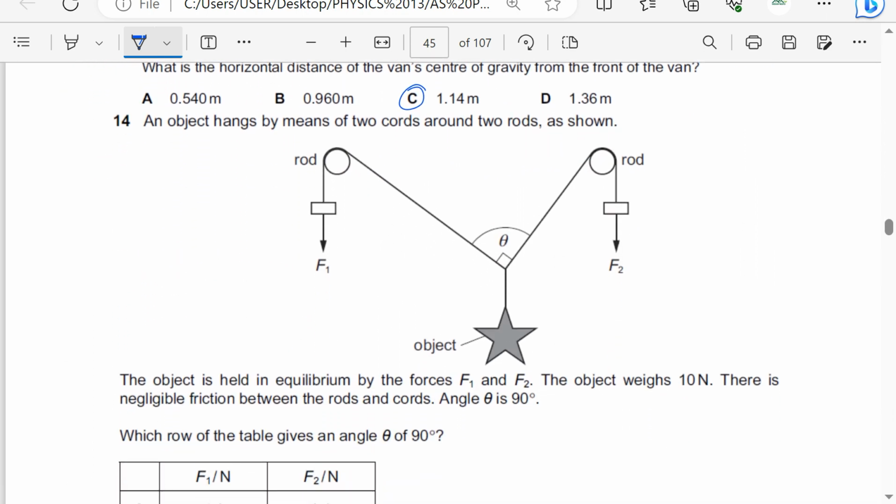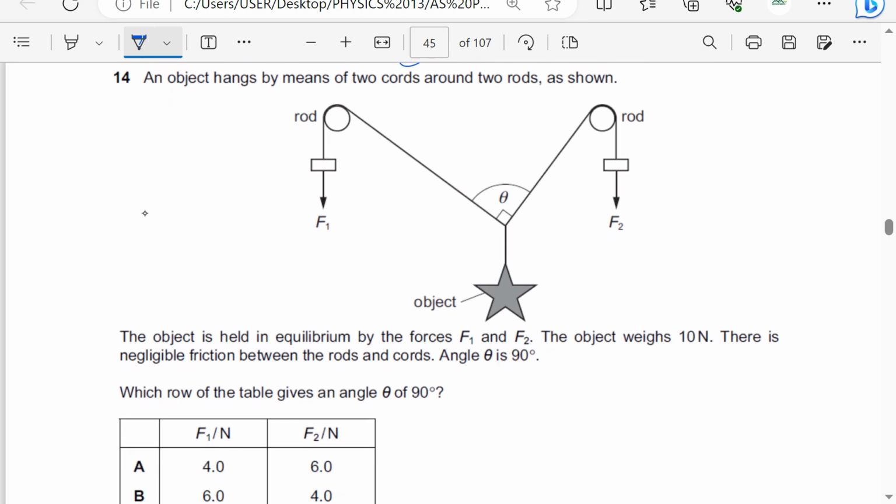An object hangs by means of two cords around two rods as shown. The object is held in equilibrium. That is very important. The object is held in equilibrium by the forces F1 and F2. The object weighs 10 newtons, so there is a force downwards which is 10 newtons. There is negligible friction between the rods and the cords. Angle theta is 90 degrees. So if I draw a horizontal line here, then this should be 45 degrees, and this should also be approximately 45 degrees.